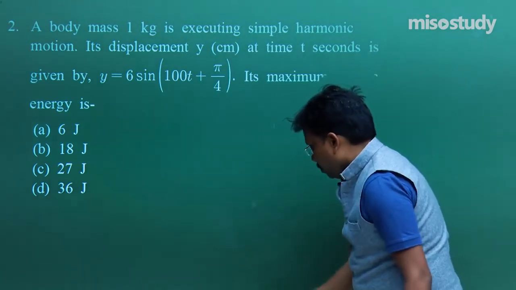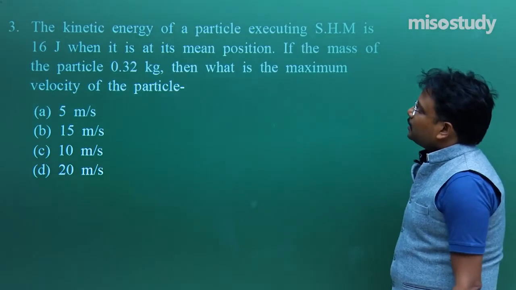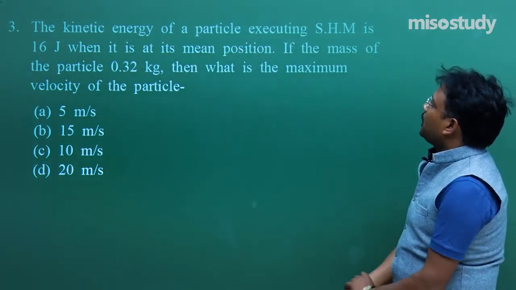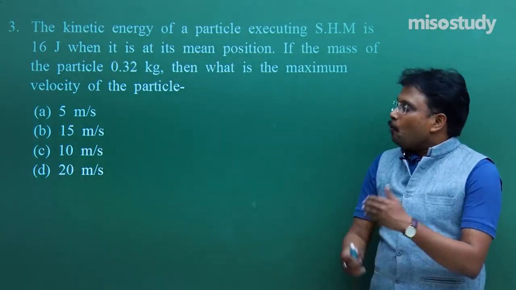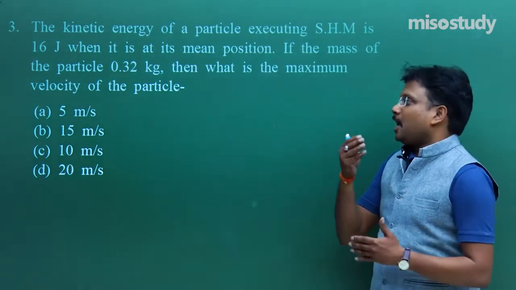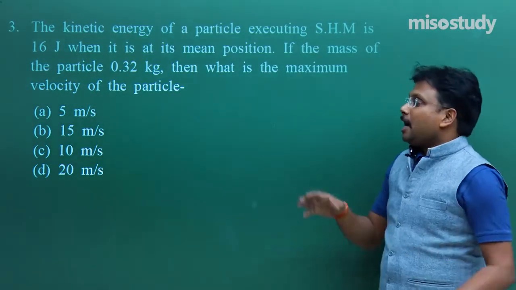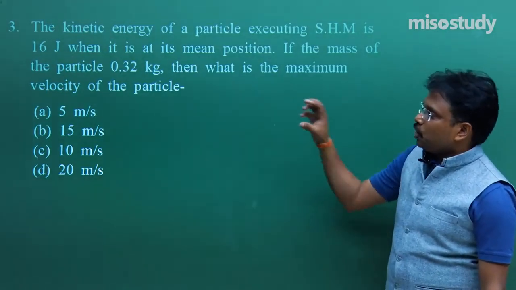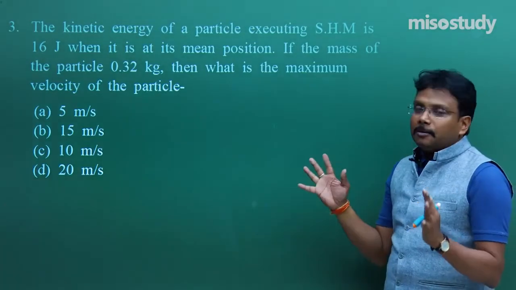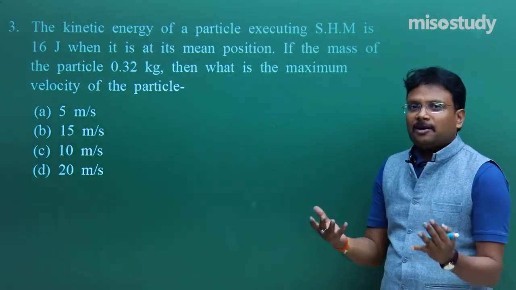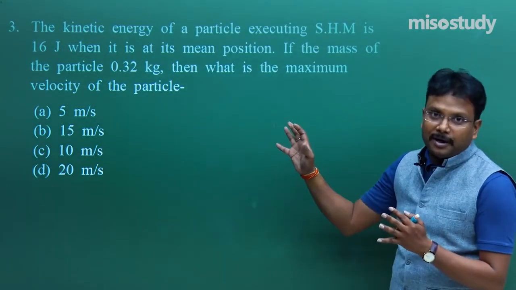Now, here comes your next question. The kinetic energy of a particle executing SHM is 16 joule. Few of you may think, why the teacher is so much behind kinetic energy, potential energy, total energy? Reason is simple. If you have the conceptual clarity of this topic about kinetic, potential and total energy, it means almost all related concepts are clear to you. Fine. That's why I am emphasizing this aspect.